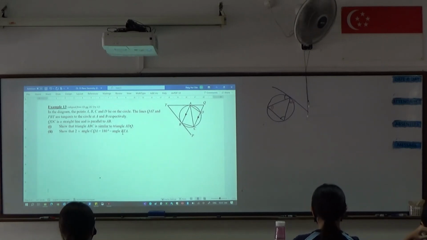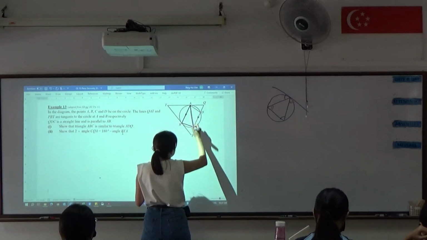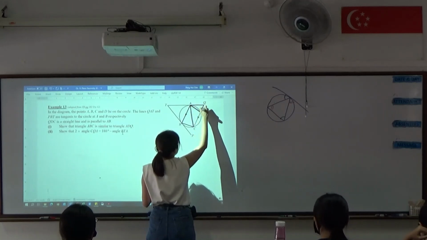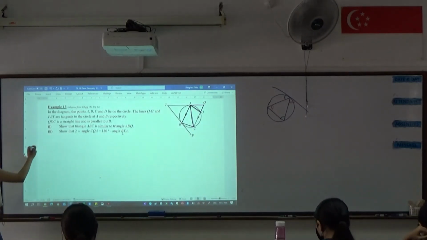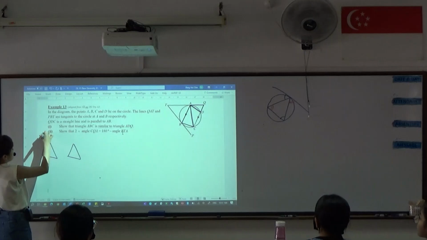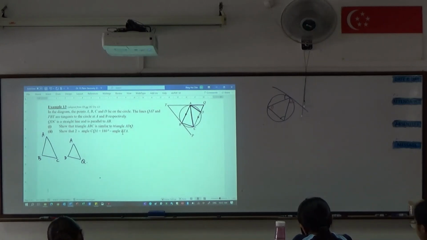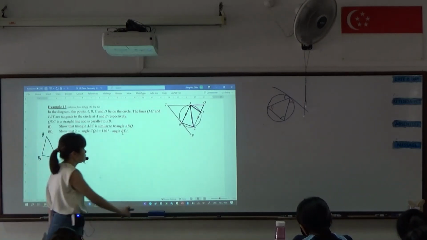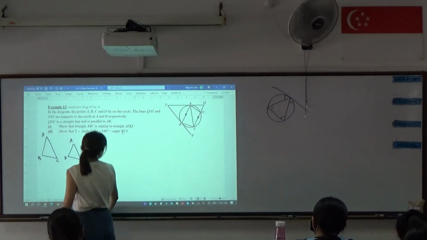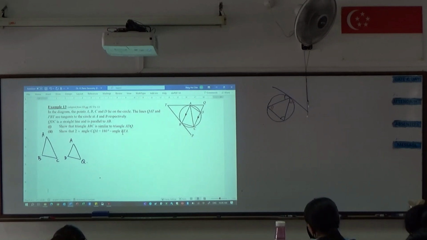In part I, we want to show that triangle ABC is similar to ADQ. So ABC being this, ADQ being this one. Maybe it will be helpful for us to again draw out the two triangles in the same orientation. So A, B, C, A, D, Q. Just for a thinner diagram. So how are we to determine that they are going to be similar? Because there is actually no common angle.